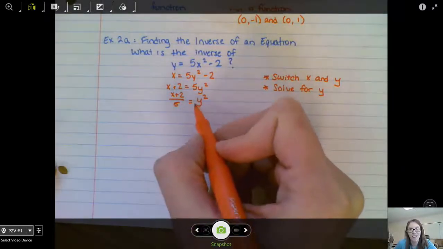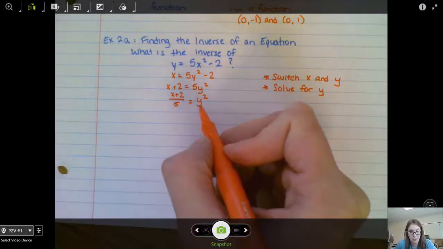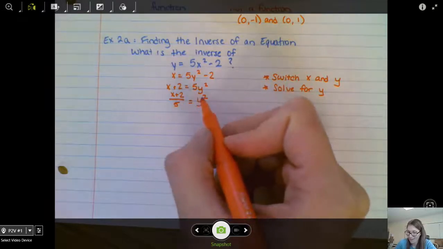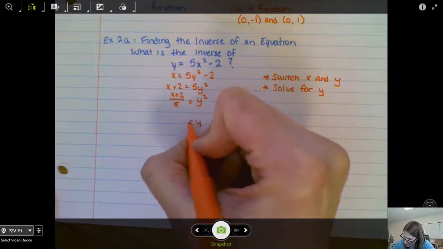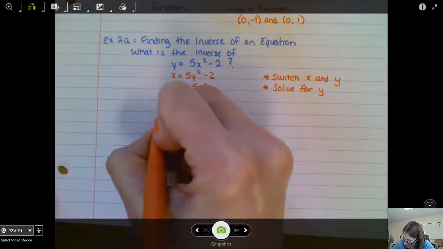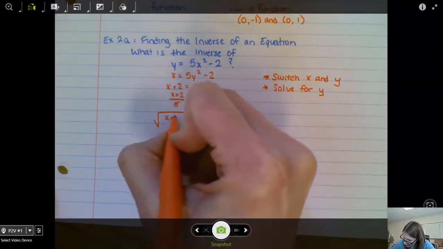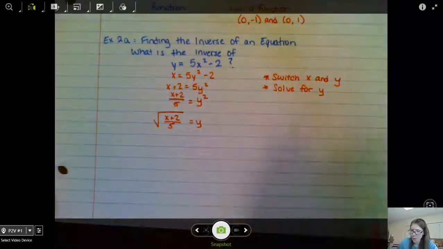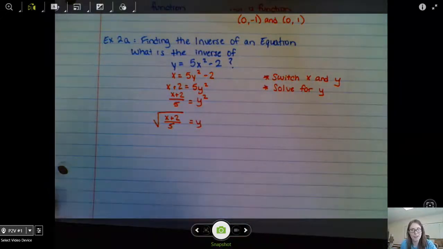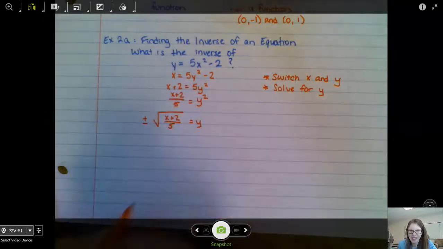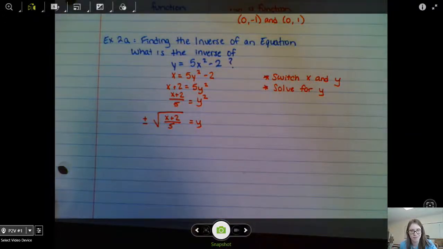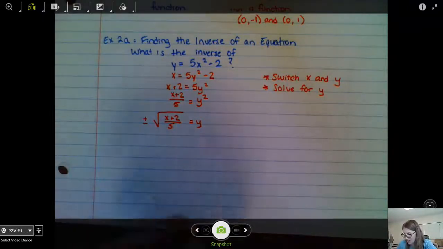And then to get rid of the y squared, to undo my second power, we square root both sides. y equals the square root of x plus 2 over 5. But one thing we have to remember is when we take the square root of both sides, we have to put plus or minus in. As soon as we take that square root, plus or minus goes in just like before.